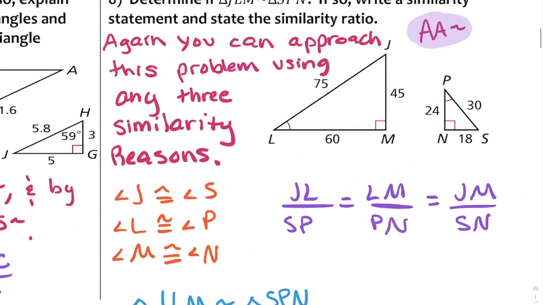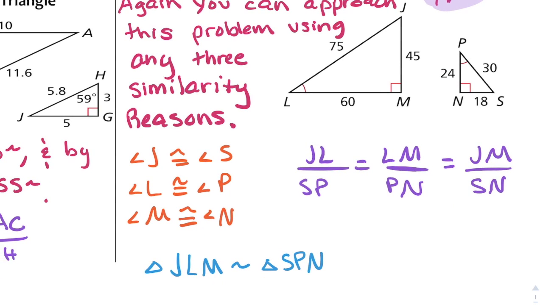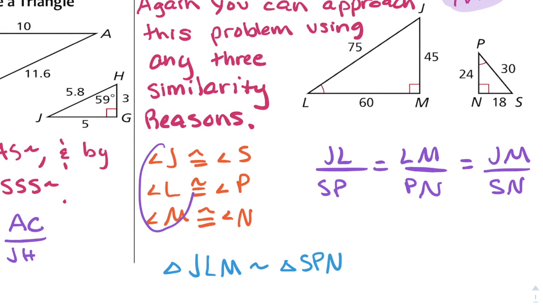In number 6, same thing happens. Again, I'm given so much information, I don't know what to do with it, other than the fact that I should probably just say, oh, by angle, angle, they are similar. Here are my angles. Here are my proportional sides. One thing that can help you when you go to write your triangle similarity statement, just go in order: JLM, JLM, SPN, SPN. So you might as well just use the work you've already done to write your triangle similarity statement.